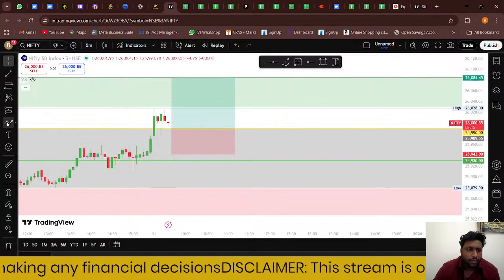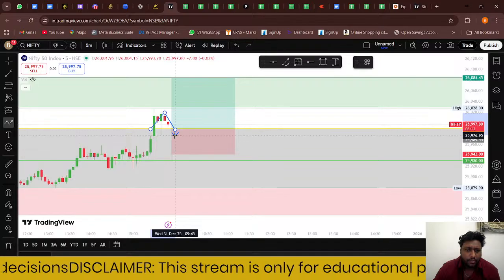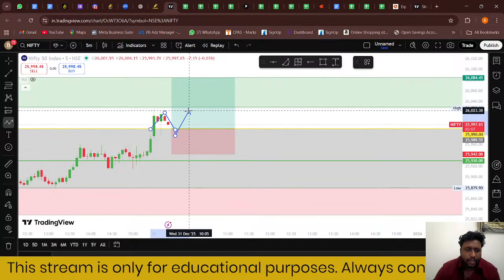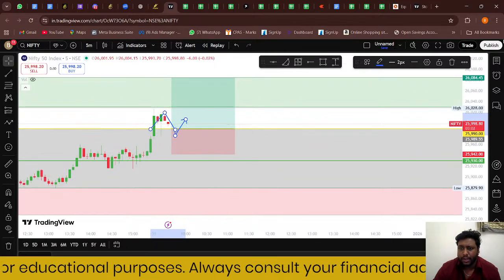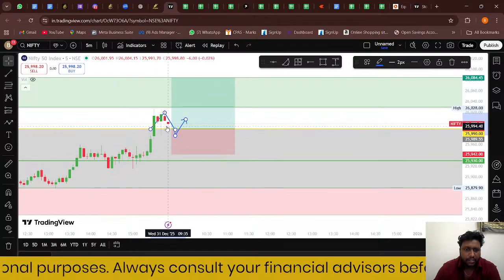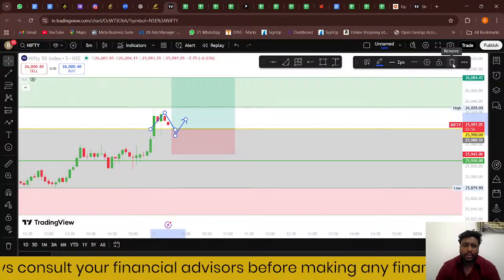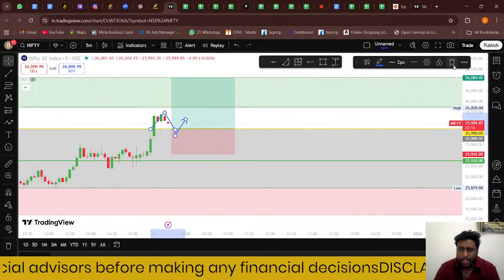So this is a pullback entry. A pullback entry can be taken, but if it is coming down, wait for the reversal to happen at this level. Then only plan the trade. And if this is continuing, cut your trade. Don't take entry. If a 5-minute candle is continuously dropping, then it will be a selling rally, so you can go for the put side.